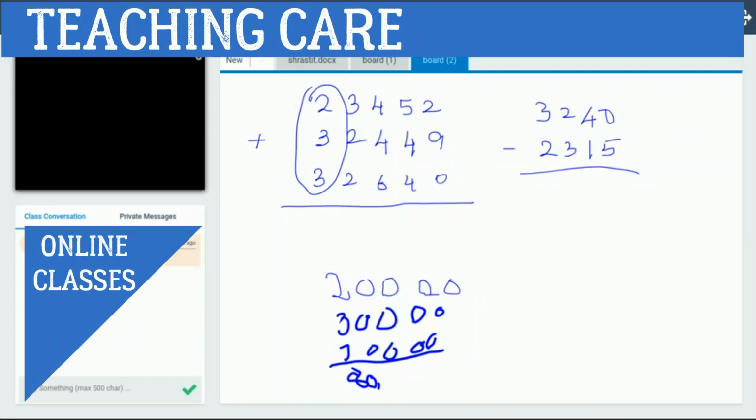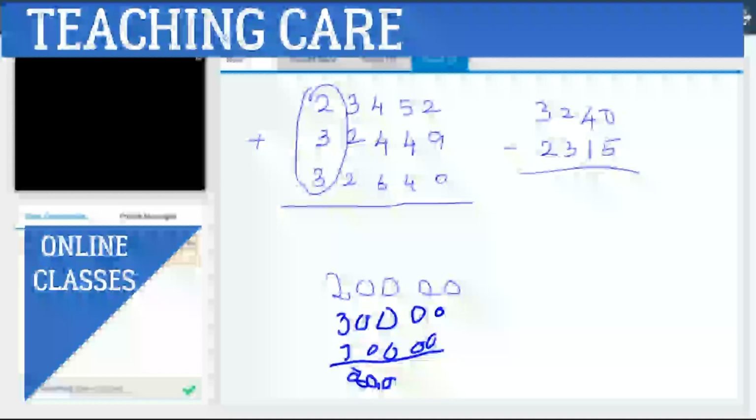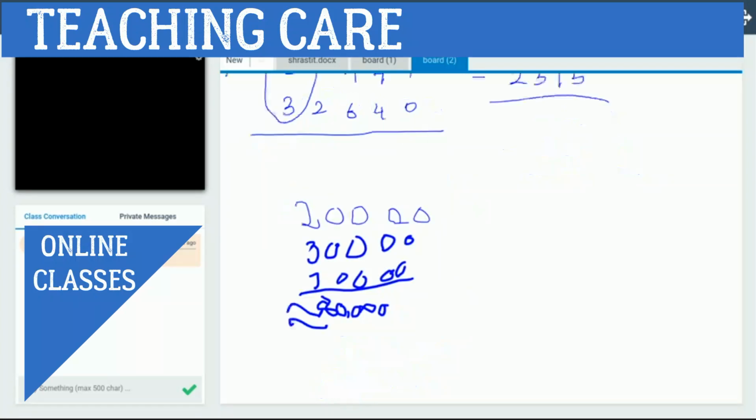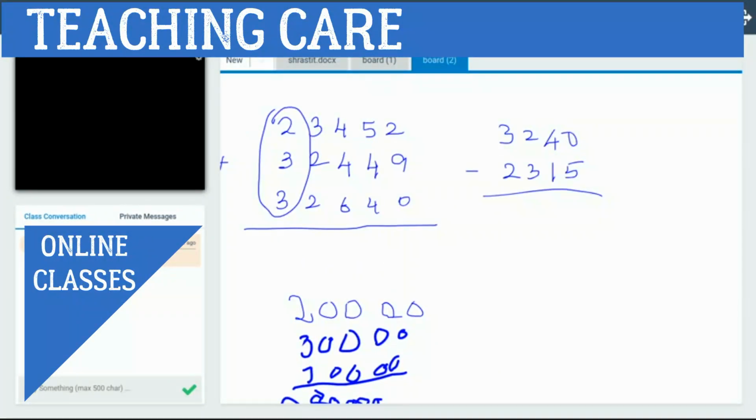So you have to say that the estimated sum is 80,000. No, miss, approximately 80,000. Yeah, estimating or approximating, both are the same. Okay, good. Next one, a subtraction. I have given one problem. Just try that.